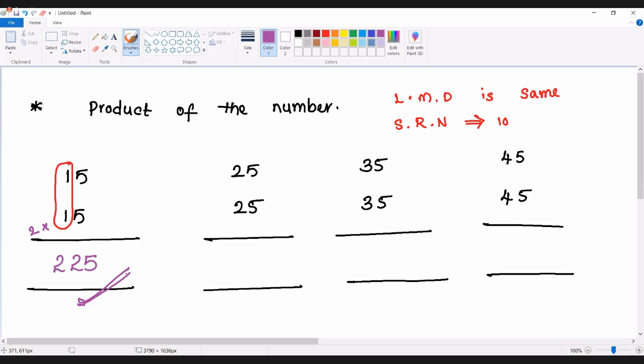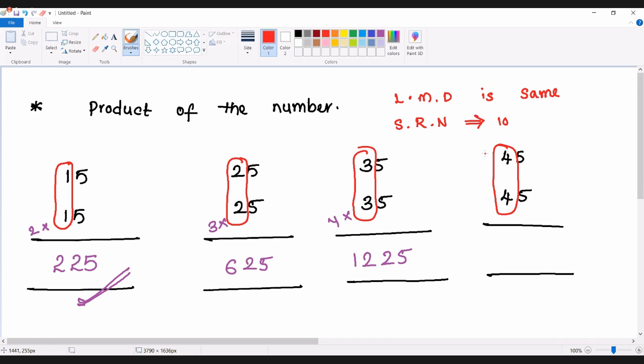For example, I want to find 25 into 25. Observe the leftmost digit. The leftmost digit is 2. So multiply 2 with the next number, 3. 2 into 3 gives 6. 5 into 5 is 25. The answer is 625. If I want to find 35 into 35, observe the leftmost digit. That is 3. Multiply with the next number. 3 into 4 gives 12. 5 into 5 is 25. The answer is 1225.